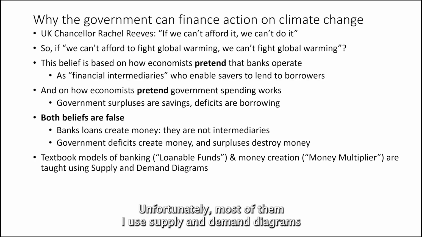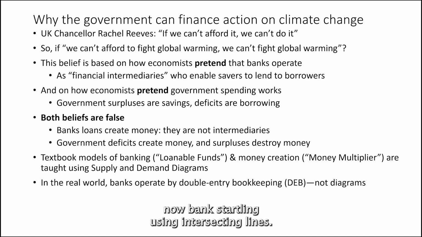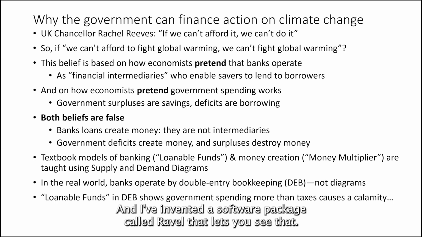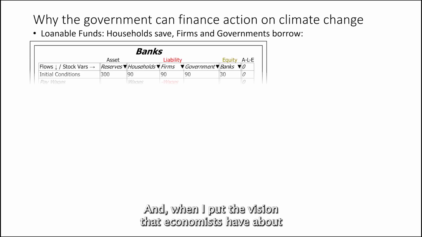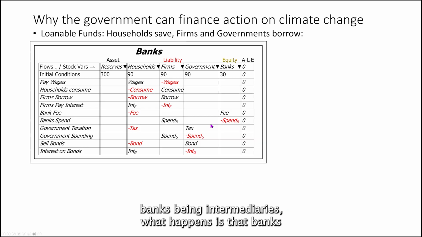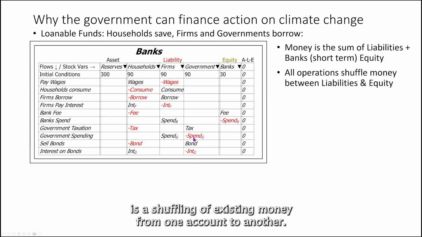So the textbook models that are taught to students, and they believe them to the day they die, unfortunately, most of them, use supply and demand diagrams. Now, banks don't lend using intersecting lines. They use double entry bookkeeping, and I've invented a software package called Ravel that lets you see that. And when I put the vision that economists have about banks being intermediaries, what happens is that banks don't actually lend, but households lend to firms, households lend to government, and what's going on is a shuffling of existing money from one account to another.